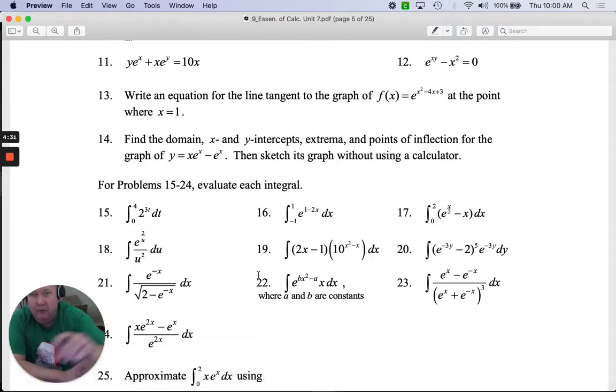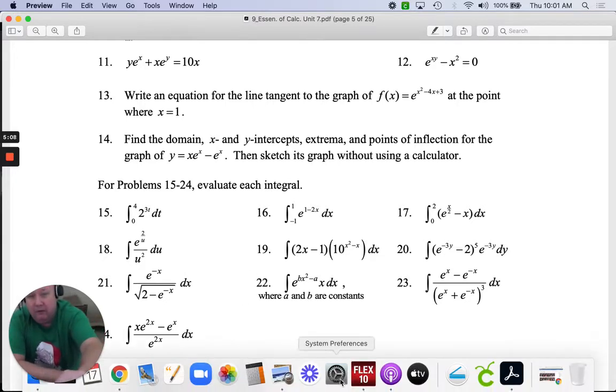Number 13, write an equation for the line tangent. So right away I'm going to write down x equals, y equals, and the slope. And so the point is when x equals 1. So to find the y coordinate, I plug in 1 for x. So e to the exponent 1 squared minus 4 times 1 plus 3. And then the slope is the derivative of that, which is e to the exponent x squared subtract 4x plus 3, and then the hook on is the derivative of the exponent.